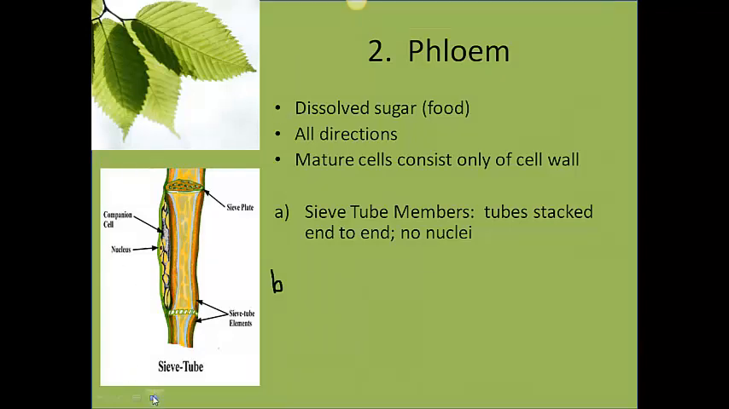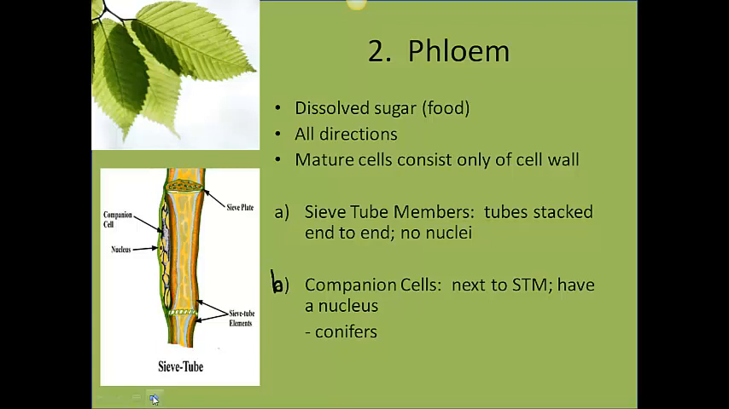The second type, letter B, are called companion cells. And these are a little different than all the other cells we've talked about so far. They do have a nucleus. So they're not hollow. They're next to the sieve tube members, and they help to kind of control what's going on with those sieve tube members, how much sugar they're circulating and things like that.